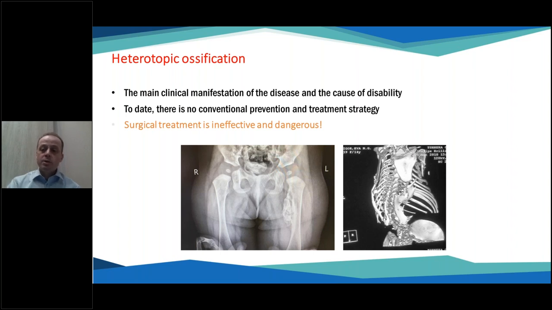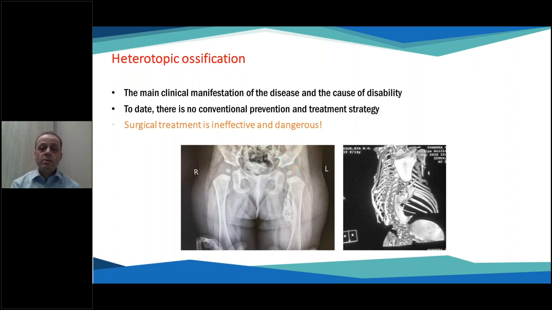Ossification almost never appears at birth. It can manifest in severe cases during the first years of life, sometimes in preschool age, and the age of the first manifestation is quite varying.